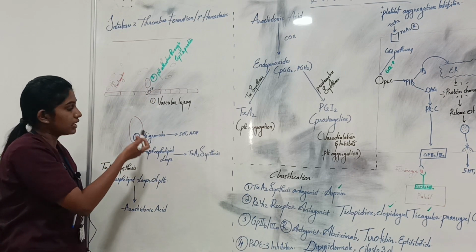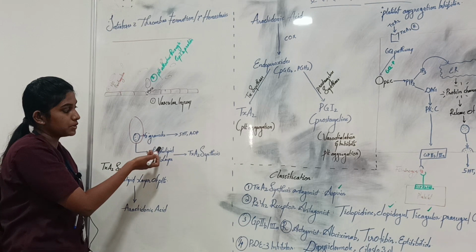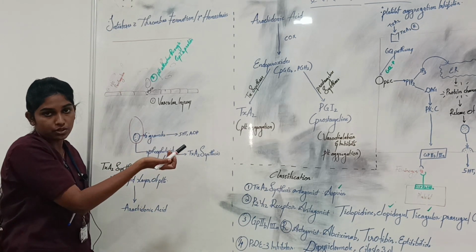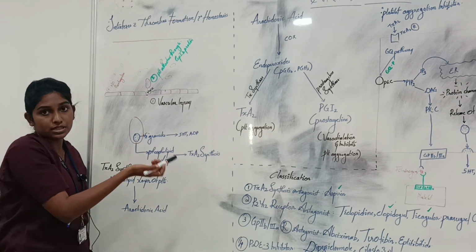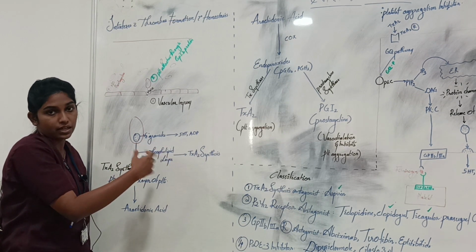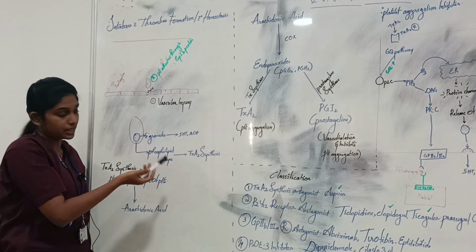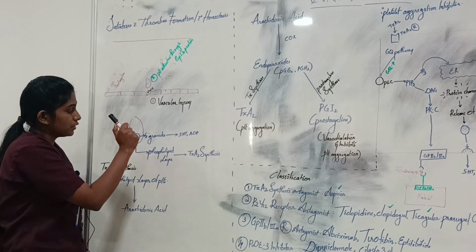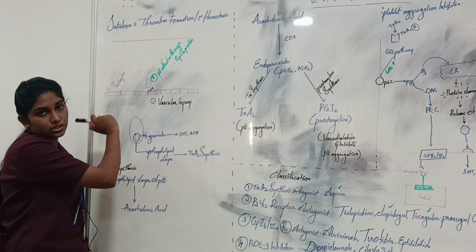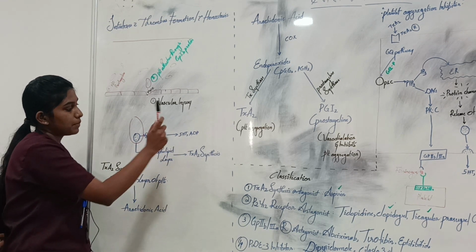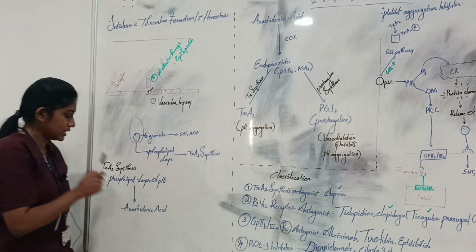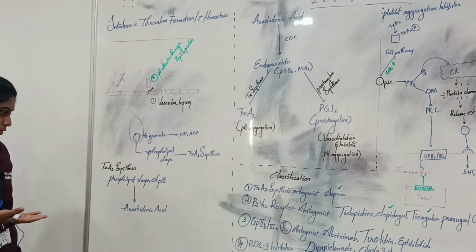From the platelet, from the alpha granules, 5-HT, that is serotonin, gets released, ADP gets released, and the metabolism of thromboxane A2 starts from the phospholipid layer of the platelets. 5-HT causes vasoconstriction through the smooth muscle. The ADP and thromboxane we will see, but before that, we'll see how thromboxane gets metabolized.